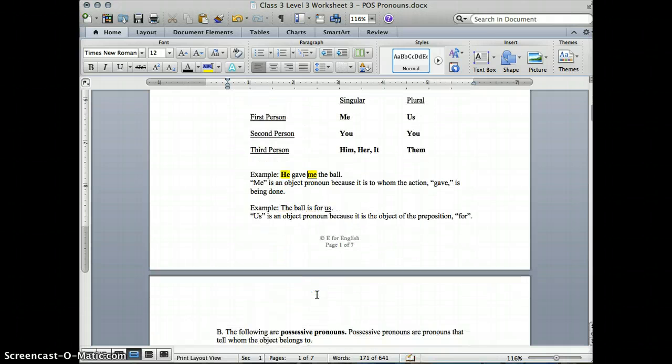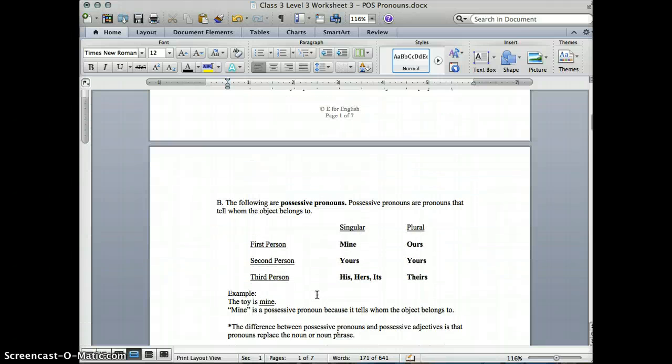Okay, let's learn about the second group of pronouns. The second group is called possessive pronouns. Possessive pronouns are pronouns that tell to whom the object belongs. So, again, we have a nice little chart here.